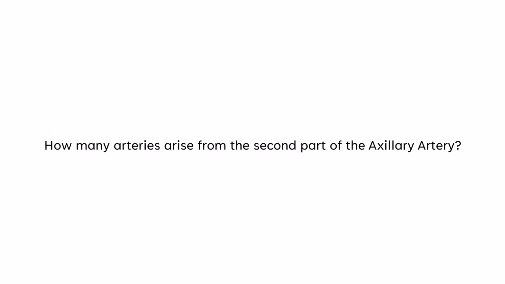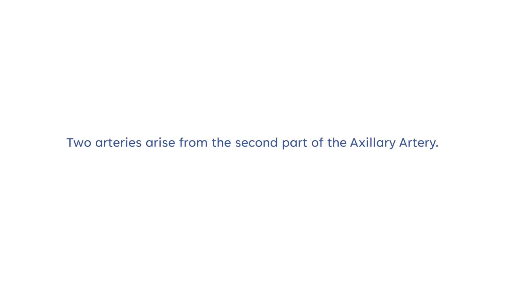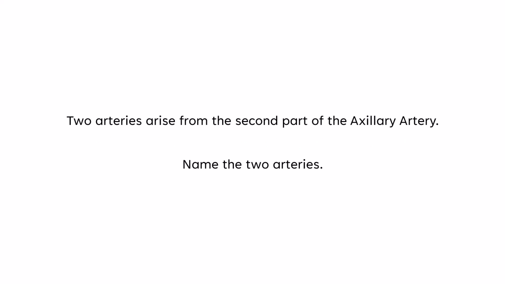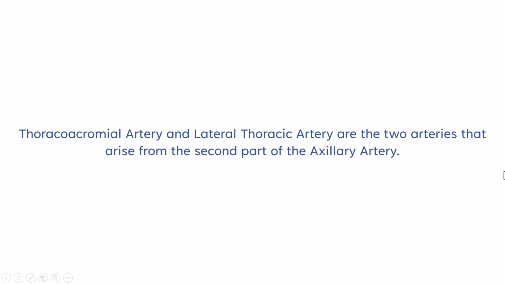How many arteries arise from the second part of the axillary artery? Two arteries arise from the second part of the axillary artery. Name the two arteries. Thoracoacromial artery and the lateral thoracic artery are the two arteries that arise from the second part of the axillary artery.